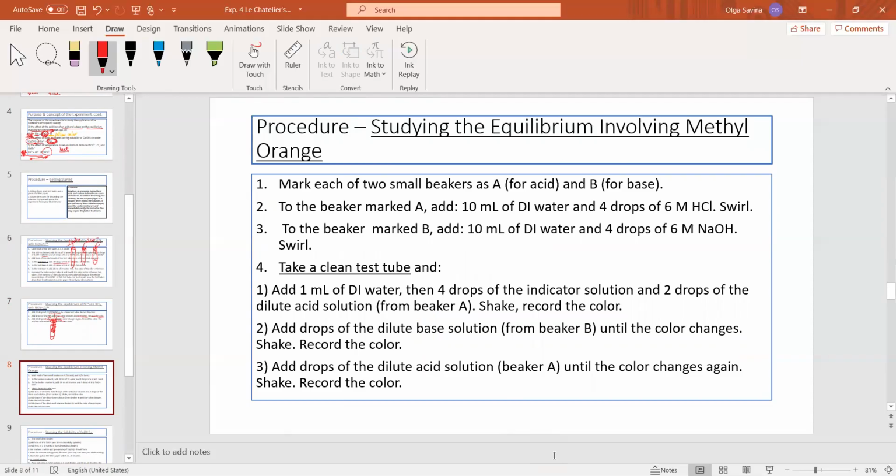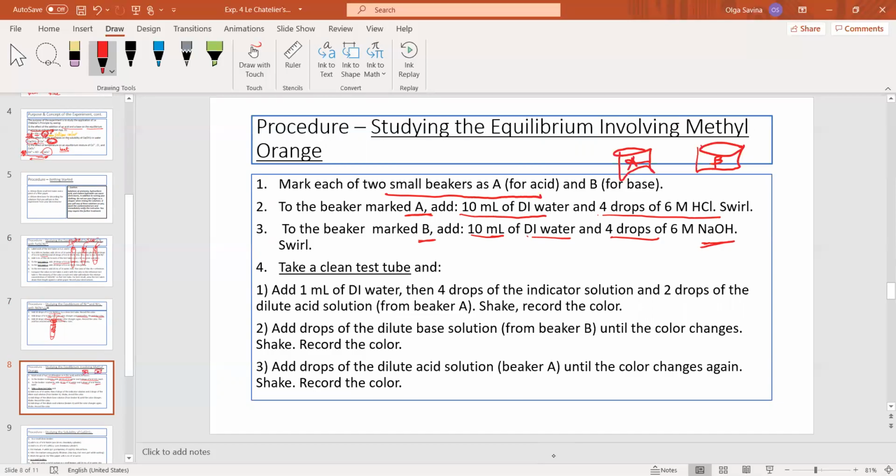We have to have 2 small beakers, A for acid and B for a base. And for the beaker marked A, we have to add 10 ml of DI water and 4 drops of 6 molar hydrochloric acid. Swirl. It's going to be our A, acidic solution. To the beaker marked B, we will add 10 milliliters of DI water and 4 drops of 6 molar sodium hydroxide solution and swirl. 2 beakers.